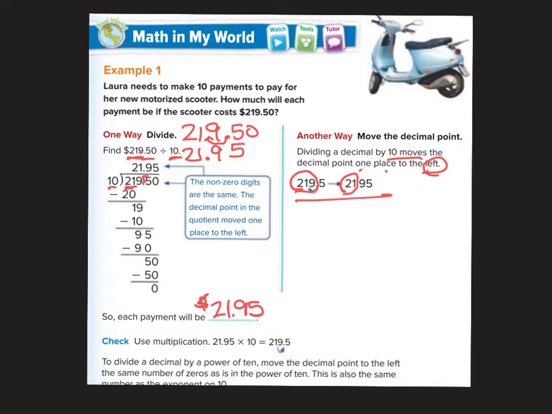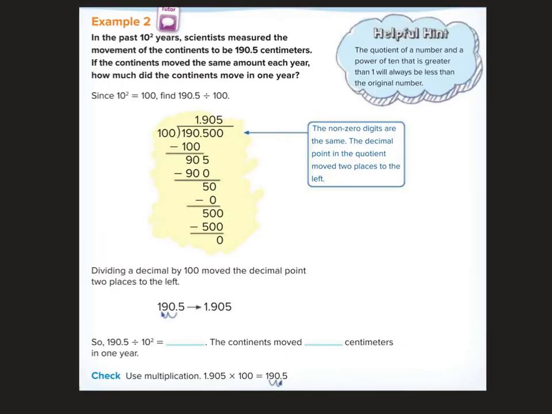So down here, to divide a decimal by a power of 10, move the decimal point to the left the same number of zeros as in the power of 10. This is also the same number as the exponent on 10. So let's look at this a little closer.